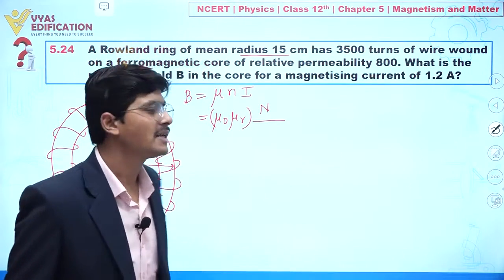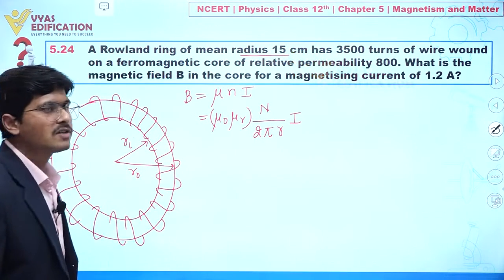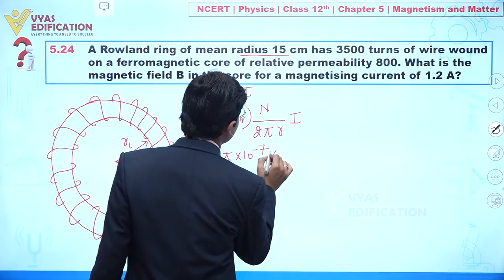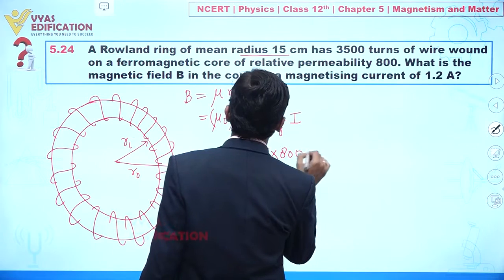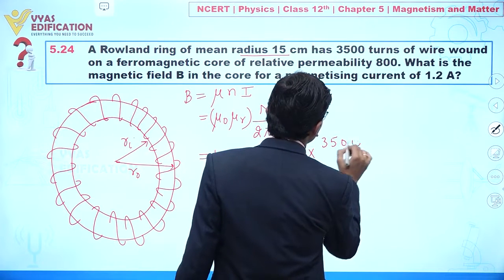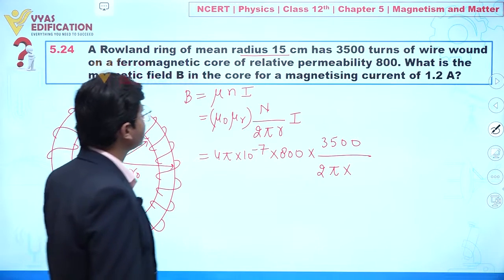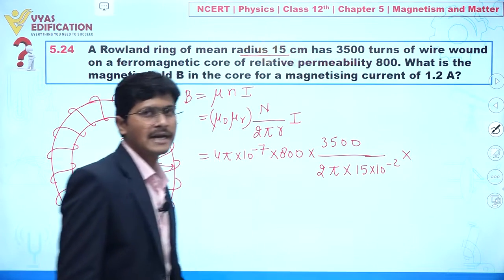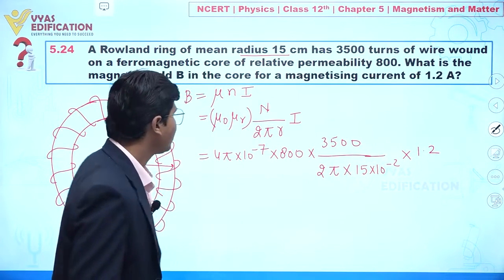So for the toroid, the length is the circumference, that is 2 pi r, multiplied with I. Clear? What is the value of mu naught? Mu naught is given to you as 4 pi into 10 to the power minus 7. Clear? Multiplied with mu r, which is given as 800, multiplied by the number of turns, which is given as 3500, divided by 2 pi multiplied by the mean radius. Mean radius is given as 15 cm, so 15 into 10 to the power minus 2, and multiply I. Clear? I is given, that is 1.2 ampere. Clear? Now we just have to simplify it.